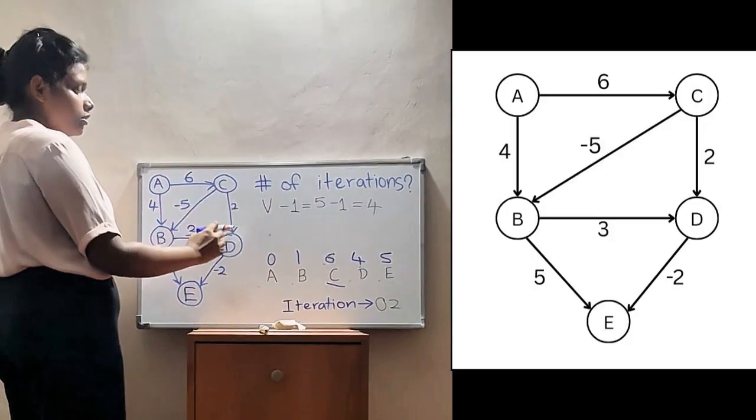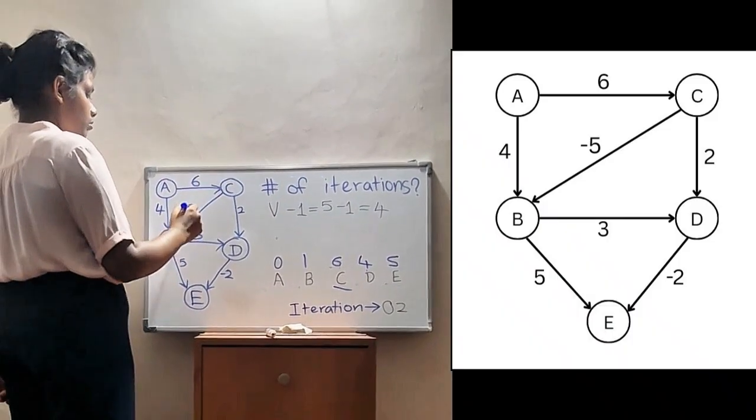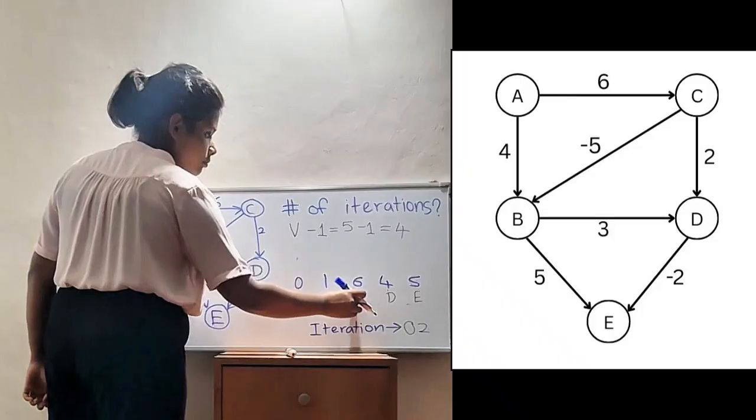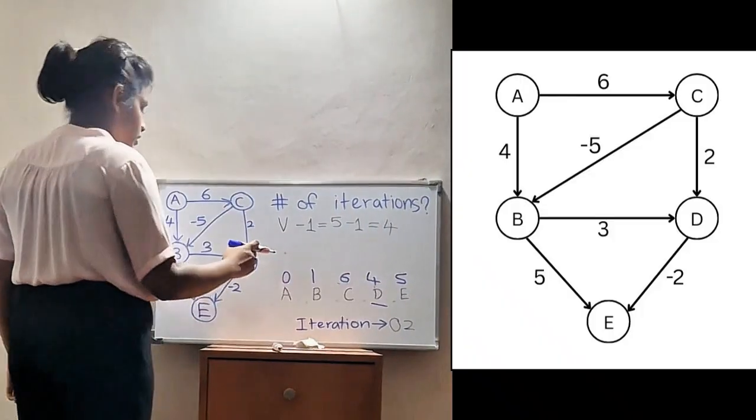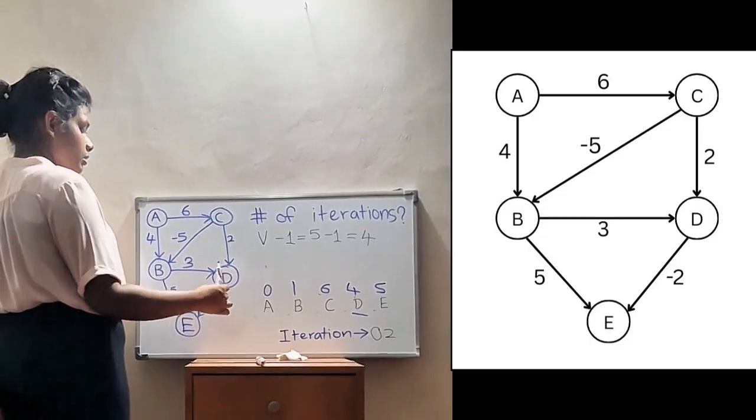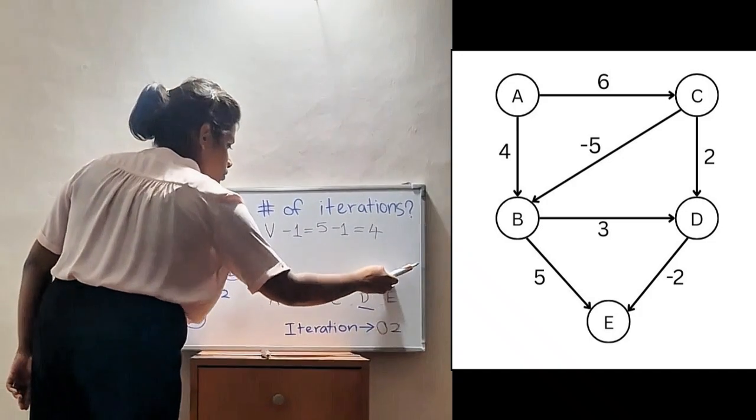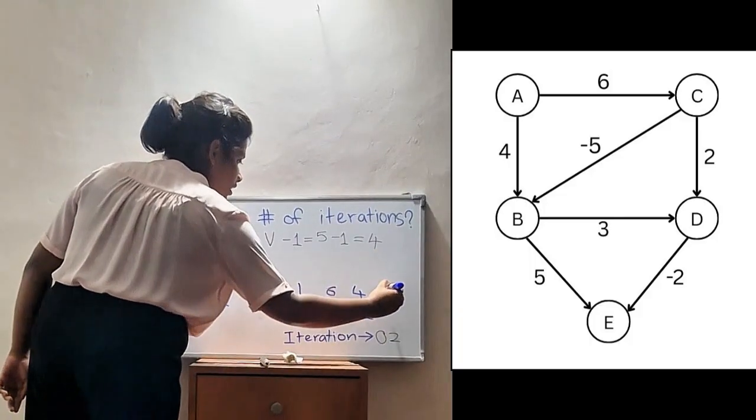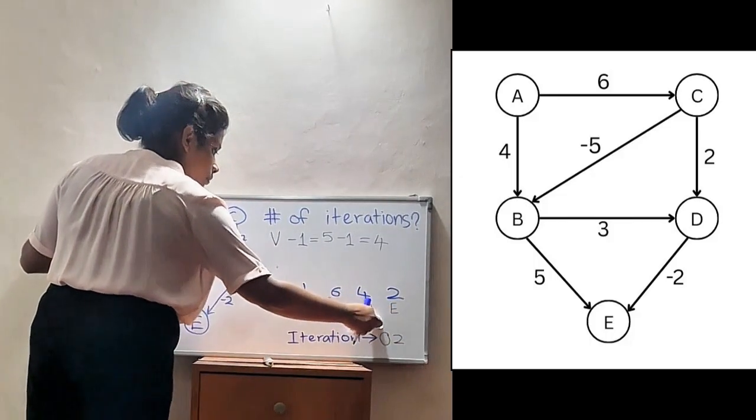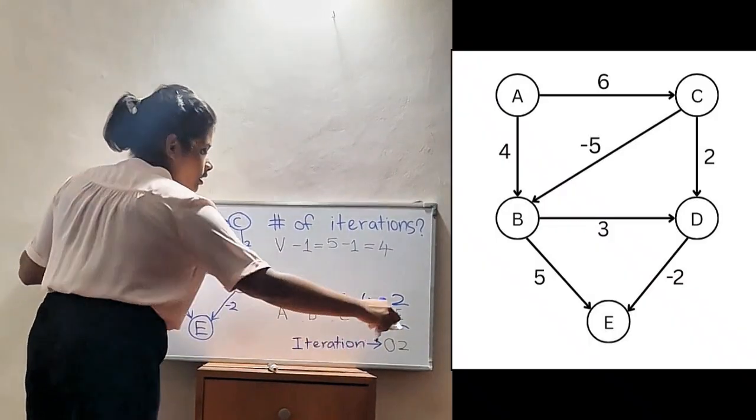That 6 plus 2 is 8. No need to update. 6 minus 5 equals 1. No need to update. Moving on to D, we can see that when we are subtracting 2 from D, which means 4 minus 2, we result in 2. So we can update because 5 is greater than 2. And same again, from E there are no paths, and we can end this iteration too.